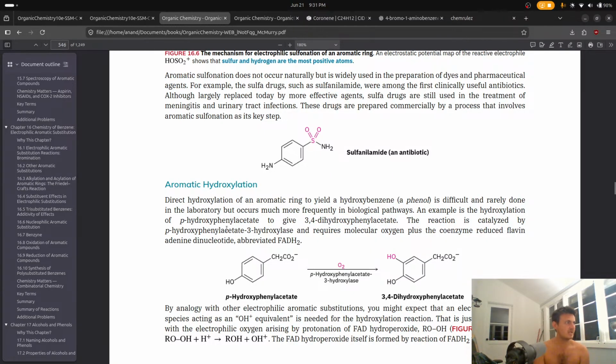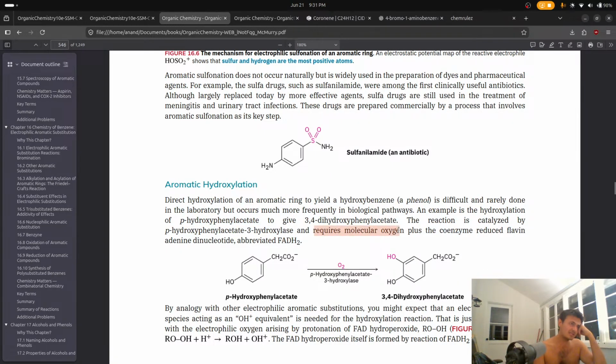The reaction is catalyzed by para-hydroxyphenylacetate 3-hydroxylase. This is a very clever name. No, but it's clear what it does. That's at least, what can you say? I actually really would love to take an enzymes class or something. I mean, I don't know how boring it would be, but it seems like it'd be really cool.